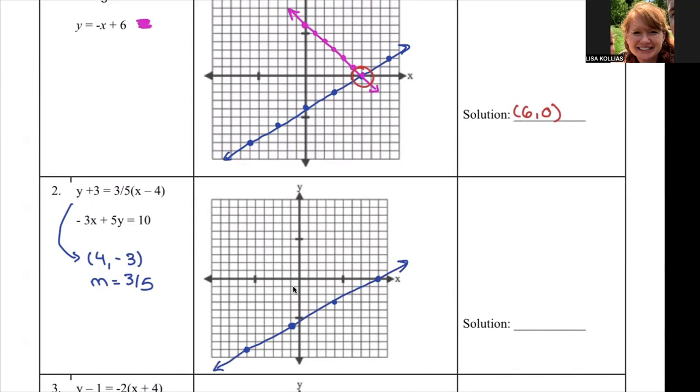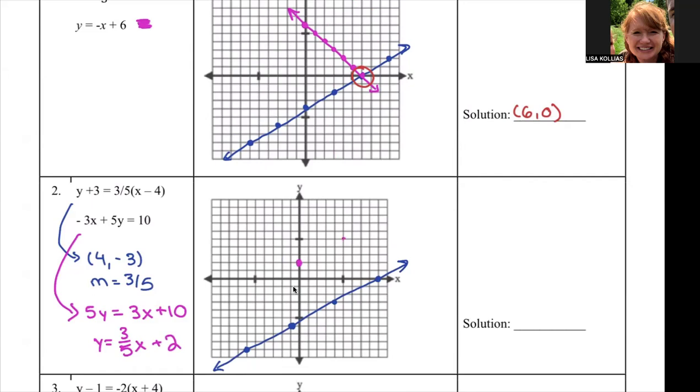Now my second one, I can't find the intercepts very easily because -3x equals 10 gives me a messy number. So instead, I'm going to go ahead and solve for y. I'm going to add 3x and divide by 5. So I'm going to get a slope of 3/5 and a y-intercept of 2.